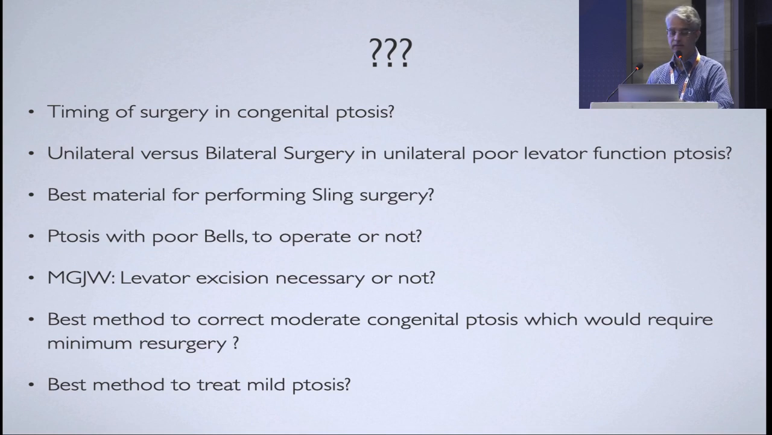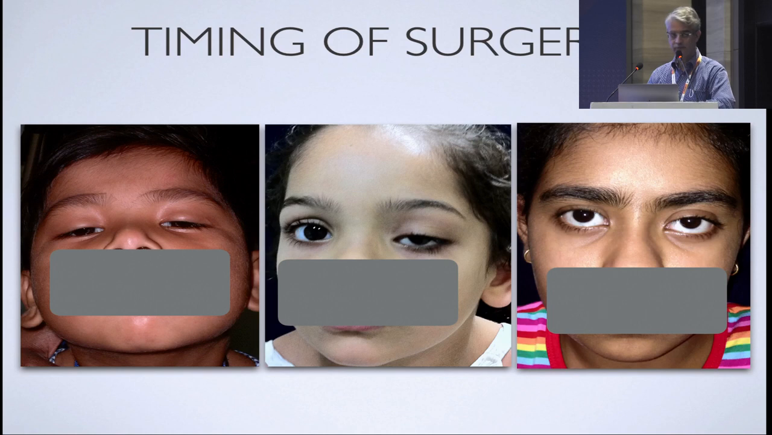Whether unilateral versus bilateral surgery is good for congenital ptosis patients, which is the best material for a sling surgery. And if the Bell's is poor, can you do ptosis surgery or should you not be touching those patients? And in Marcus Gunn jaw winking, whether it is imperative to excise the levator as mentioned in textbooks or one can do something else. And if we do levator resection, sometimes a lot of readjustment is required, so how can we minimize that? So lots of questions come to our mind. Let us take a few of them, one by one.